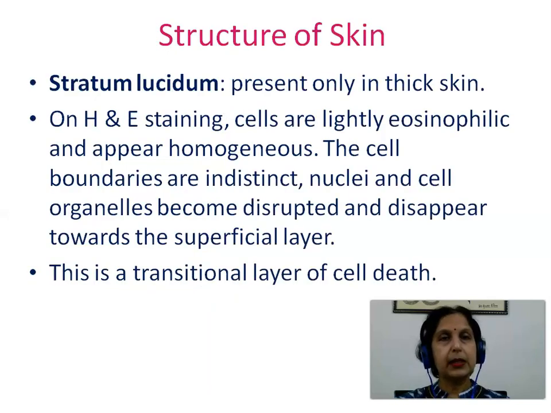The next layer is the stratum lucidum, present only in thick skin. On H&E staining, cells are lightly eosinophilic and appear homogeneous. The cell boundaries are indistinct. Nuclei and cell organelles become disrupted and disappear towards the superficial layer. This is a transitional layer of cell death.